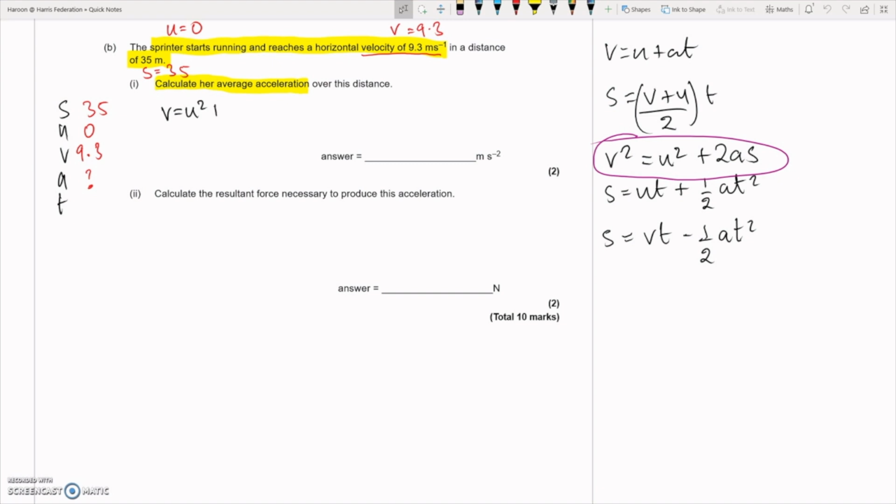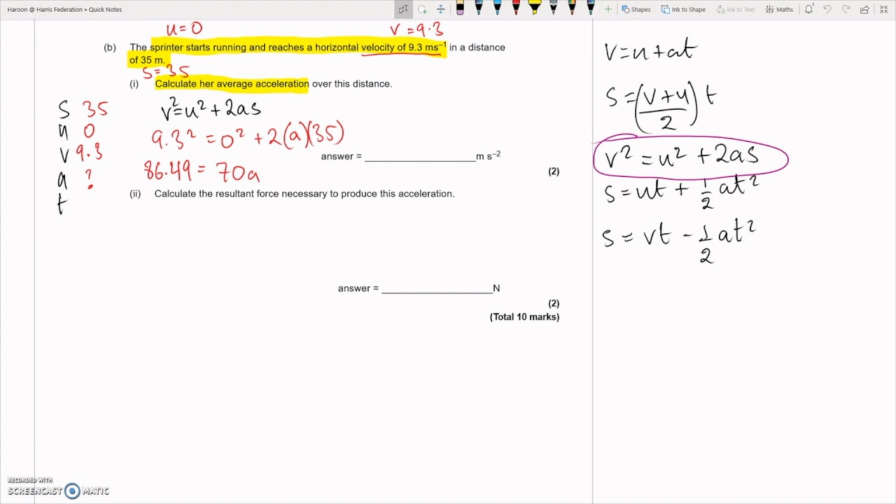The first thing I always do is write down my equation: V squared equals U squared plus 2AS. I'm going to substitute all the variables that I know. So that will be 9.3 squared equals U squared, which is 0 squared, plus 2 times A, which is what I want to calculate, times S, which is 35. So I'll simplify this equation. 9.3 squared gives me 86.49. 0 squared is obviously nothing, and then that simplifies to 70A.